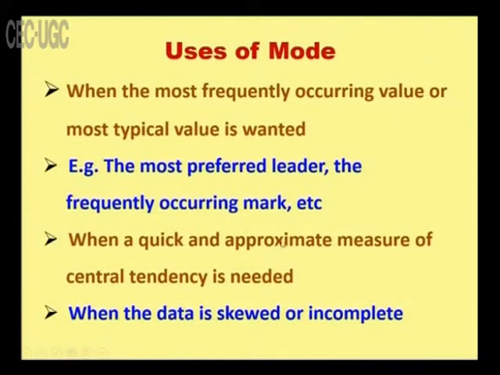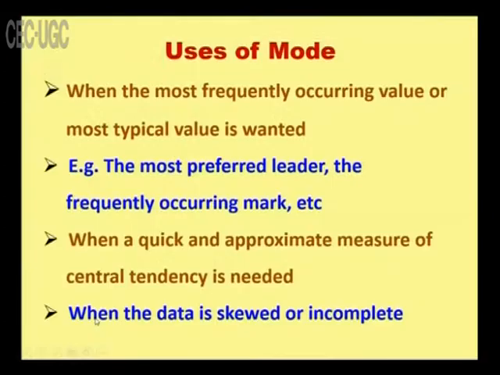And when a quick and approximate measure of central tendency is needed, as we have discussed, the model class, or where the mode is situated, can be found immediately by looking at the data, so in that situation we can use the mode. And when the data is skewed or incomplete, for very skewed data it is difficult to calculate the mean or some other central tendency. So in that situation, we can use the mode, which is relatively easy to find.